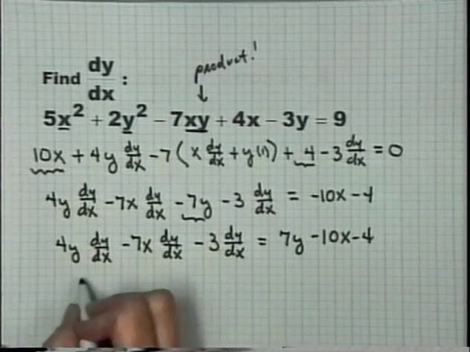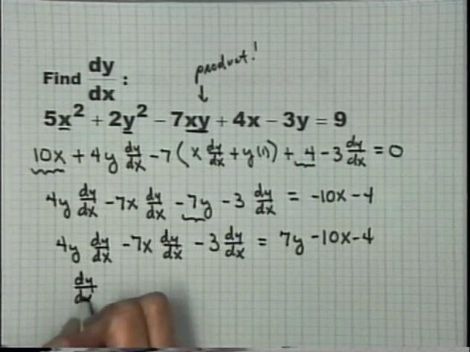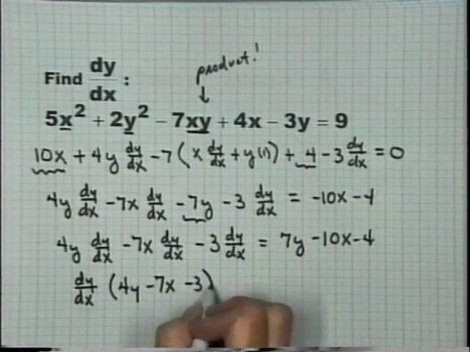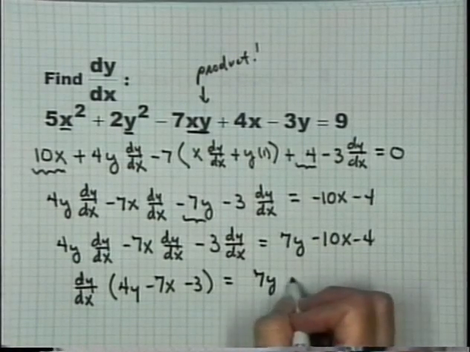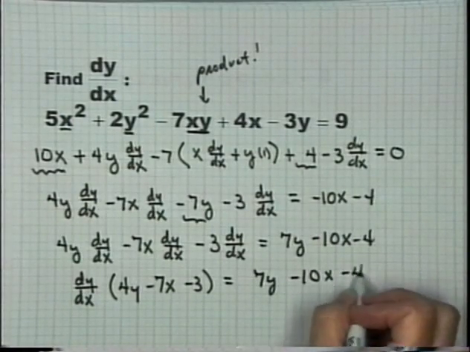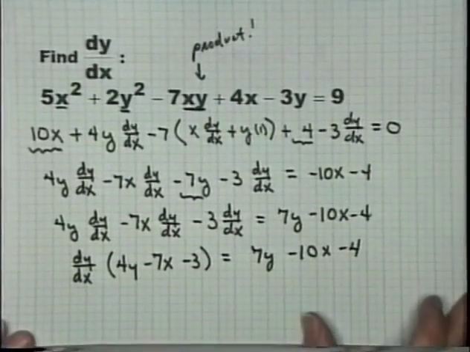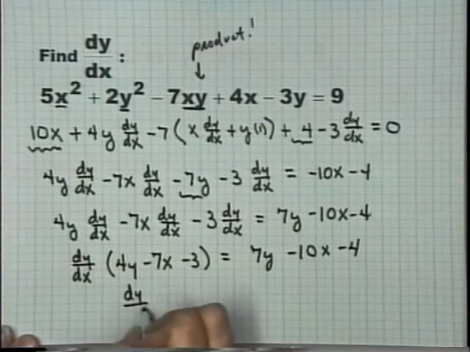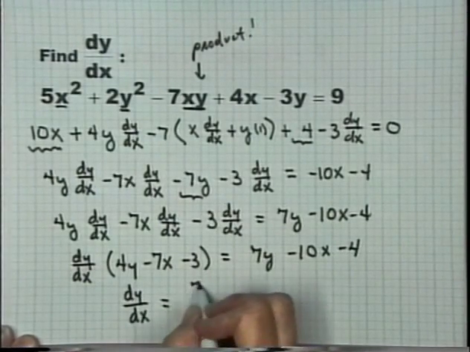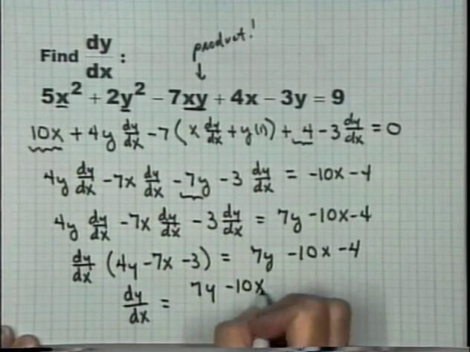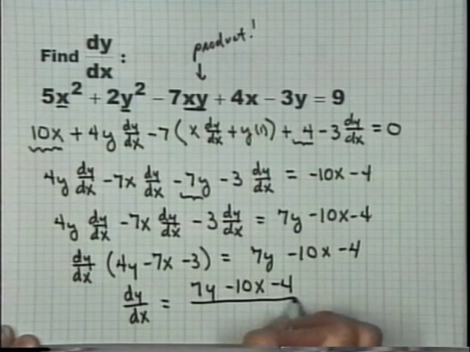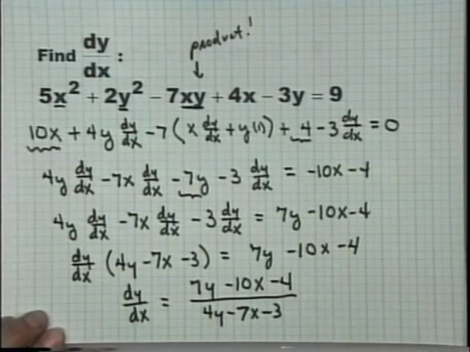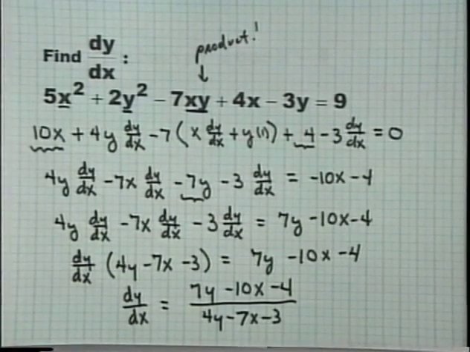Now we're ready to factor out the dy/dx on this side, leaving 4y − 7x − 3. I'll go ahead and recopy the right-hand side. Now, since dy/dx is times this quantity, we're going to divide to solve for dy/dx. So dy/dx is going to equal (7y − 10x − 4) divided by (4y − 7x − 3).